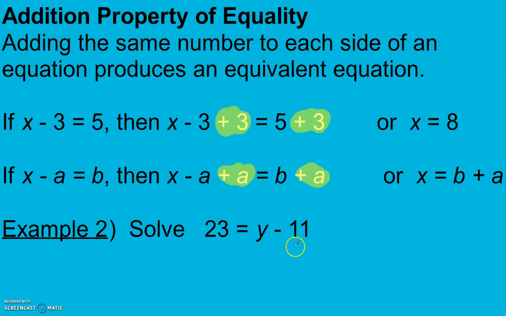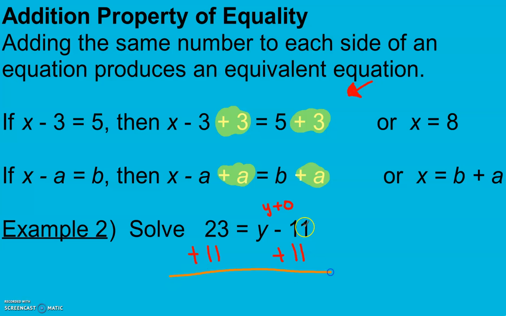Right now I have a minus 11. Remember, I'm trying to get it to be y plus 0 because y plus 0 is just y, and we're trying to get it down to just our variable. So I need to figure out what I can do to the negative 11 to get to 0. Well, addition undoes subtraction, so instead of subtracting 11, I can add 11. And again, if I change one side, I've got to change both sides in order to keep it equivalent.